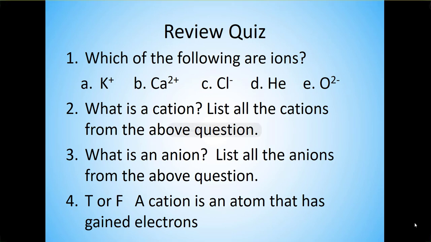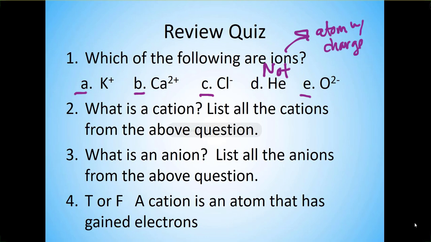So number 1, which of the following are ions? An ion is an atom with a charge. And so we have here positive and negative charges, and all of those would be ions. So the only thing that is not an ion is this one, but it's all of them except for that one. Number 2, what is a cation?